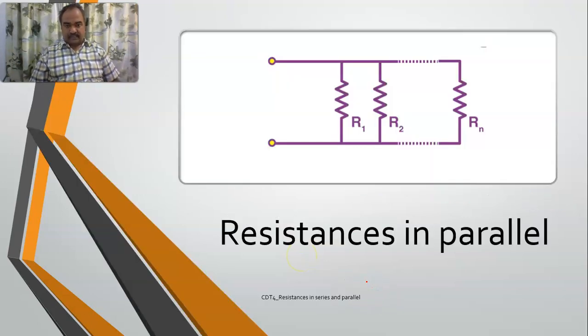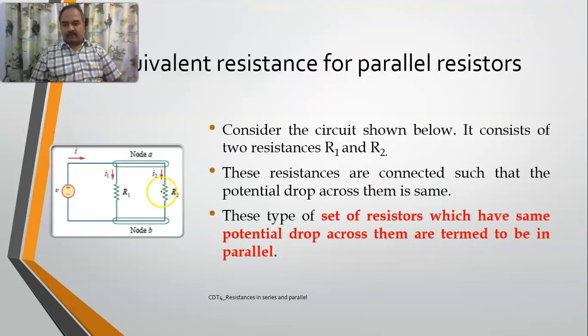Now, the next one is resistances in parallel. So this is a representation of resistances in parallel. Now in this circuit you see two resistors are there. They are connected such that the potential drop across them, this is V1, and this is V2, is the same. They are between the same node A. Nothing is there between them.